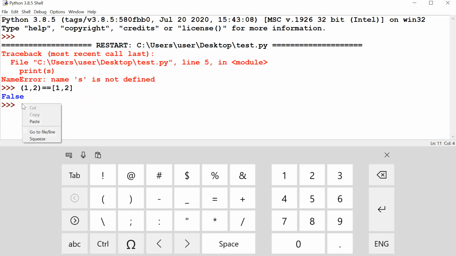But if you have those with the correct parentheses or the correct brackets, now this is 1,2 and the right hand side is 1,2. So it's definitely going to give you true.